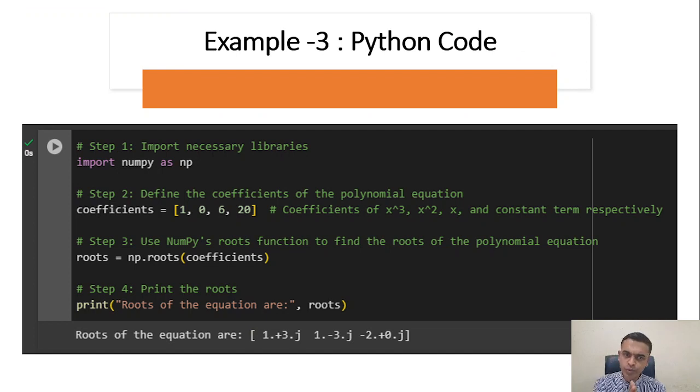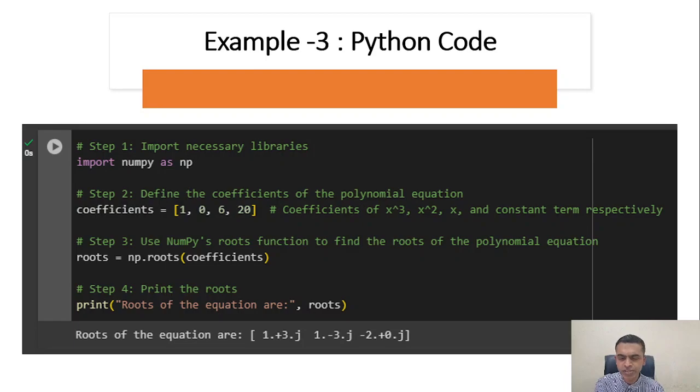Same, import numpy as np, define the coefficient matrix, invoke the roots function and get the answer. We already knew one answer, that is 1 plus 3j. By common sense another answer was 1 minus 3j, the complex conjugate, and the other root is minus 2. Minus 2 plus 0j it says, but 0j means 0, so minus 2 is the answer. So the roots are minus 2, 1 plus 3j, 1 minus 3j.